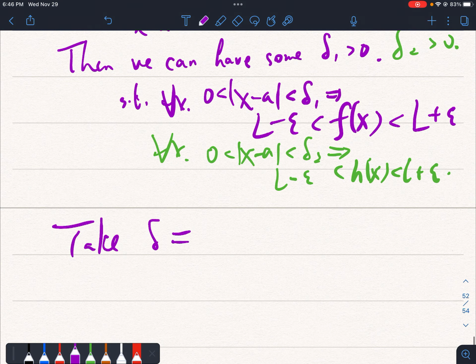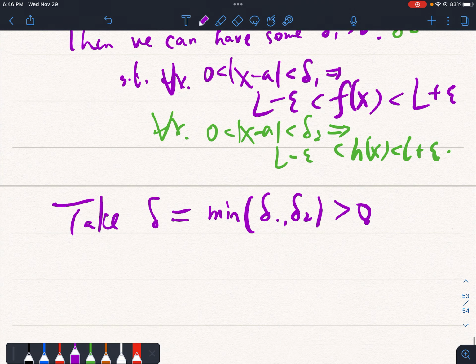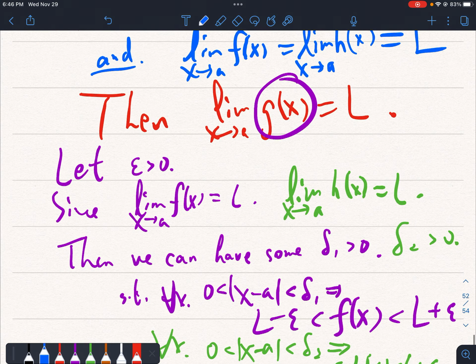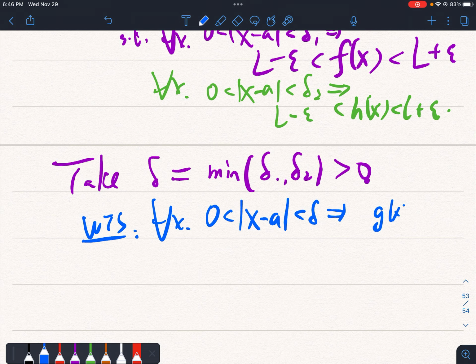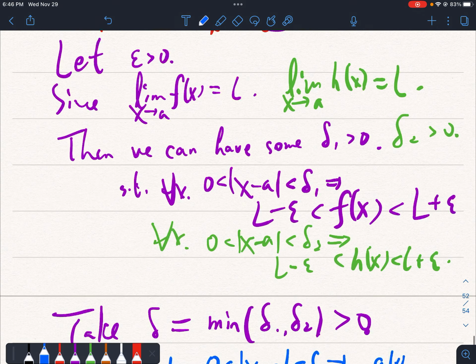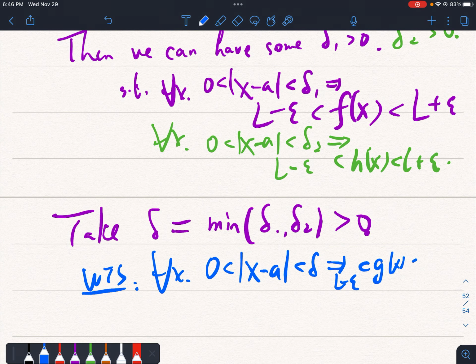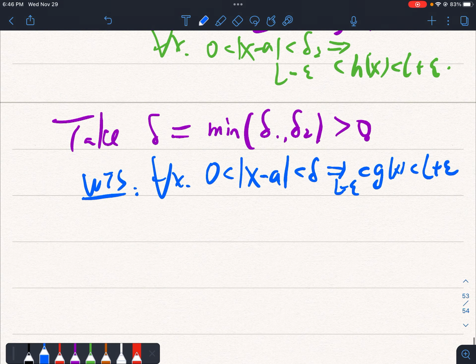Here, the intuition is that this is true for all small enough x. So this means we should choose delta to be the minimum of delta 1 and delta 2, which means we choose the smaller one of them. And this is clearly positive, because both of them are positive. Now if we want to show that the limit is equal to L, then all we need to show is that for all x, if the absolute value of x minus a is bigger than 0 and less than delta, then g of x is bigger than L minus epsilon and smaller than L plus epsilon.